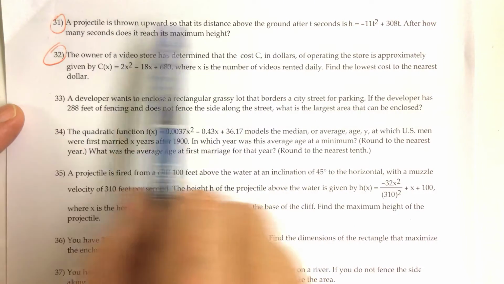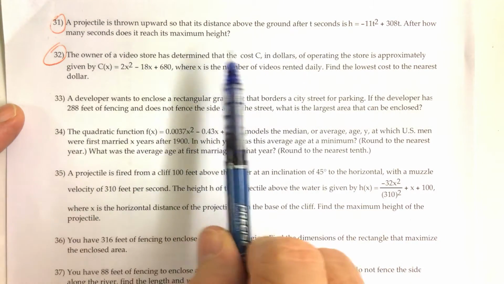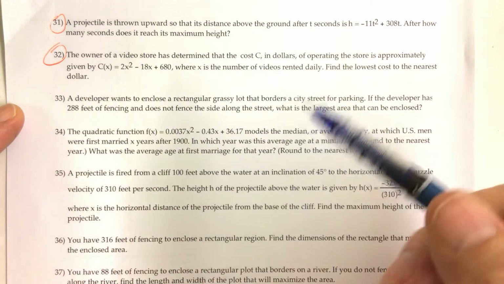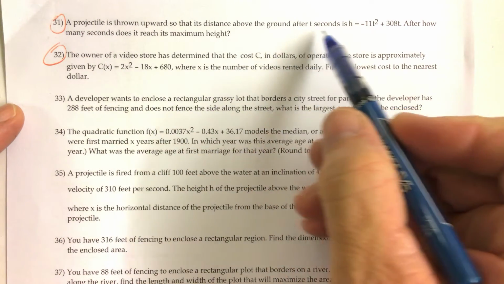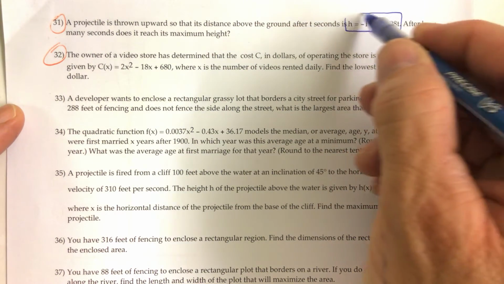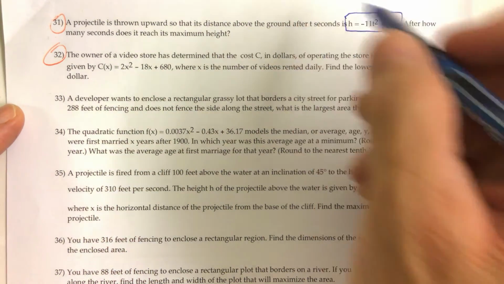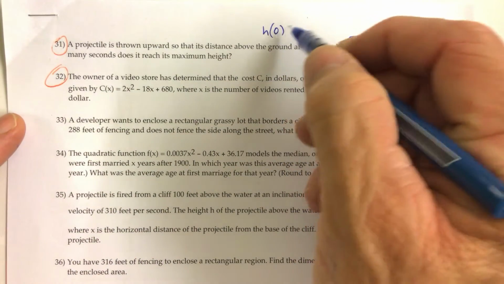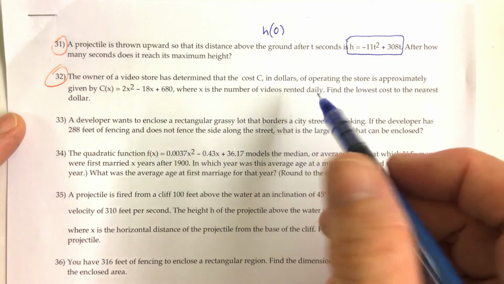Let's go ahead and read through problem number 31 and 32 just to get an idea of what's going on. We'll start with 31. A projectile is thrown upward so that its distance above the ground after t seconds is given by this function here.